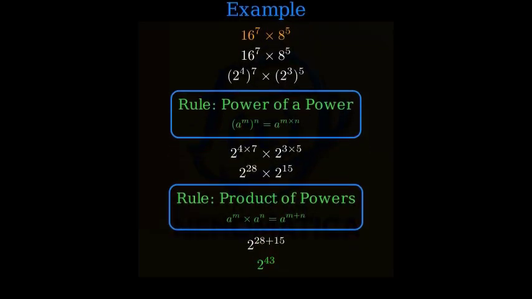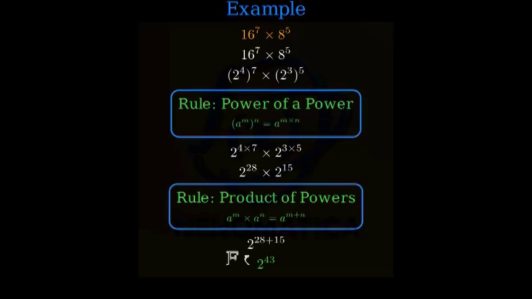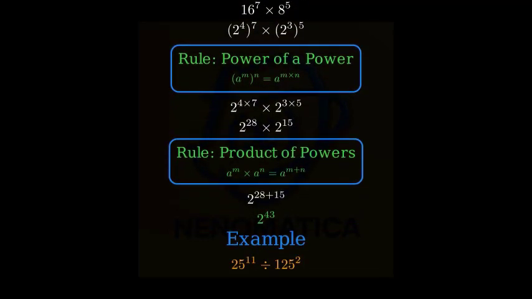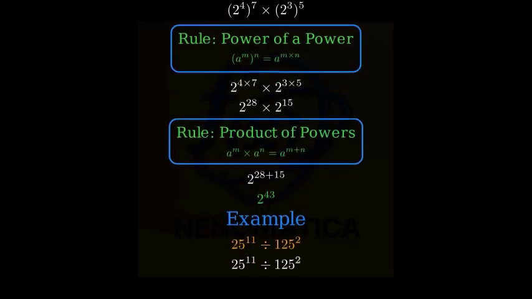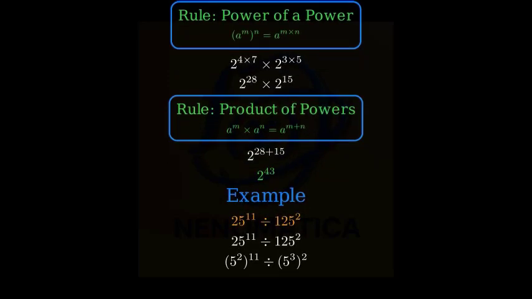For our third example, let's simplify 25 to the 11th power divided by 125 squared. As before, we'll tackle this step by step. First, let's express both 25 and 125 as powers of 5. We know that 25 equals 5 squared and 125 equals 5 cubed.